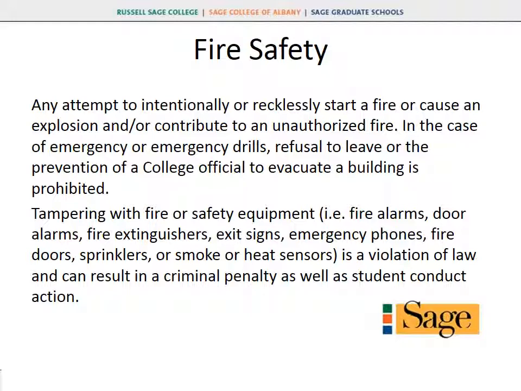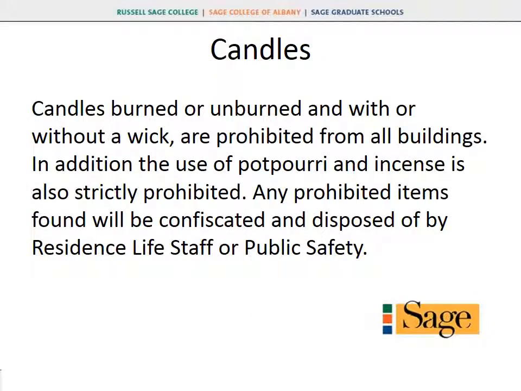Tampering with fire or safety equipment, for example, fire alarms, door alarms, fire extinguishers, exit signs, emergency phones, fire doors, sprinklers, or smoke or heat sensors, is a violation of law and can result in a criminal penalty as well as student conduct action. The fire safety policies for both the Albany and Troy campuses can be found in the Residence Hall Policy section of the Sage College's Student Handbook, available again for review at sage.edu/student-handbook.